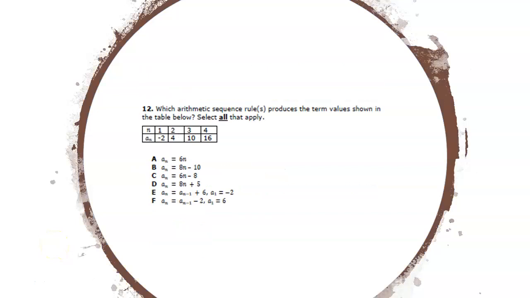Number 12, which arithmetic sequence rules produce the term value shown in the table below? Select all that apply. So this is saying n of 1, the first term is -2. The second term is 4. The third term is 10. The fourth term is 16.